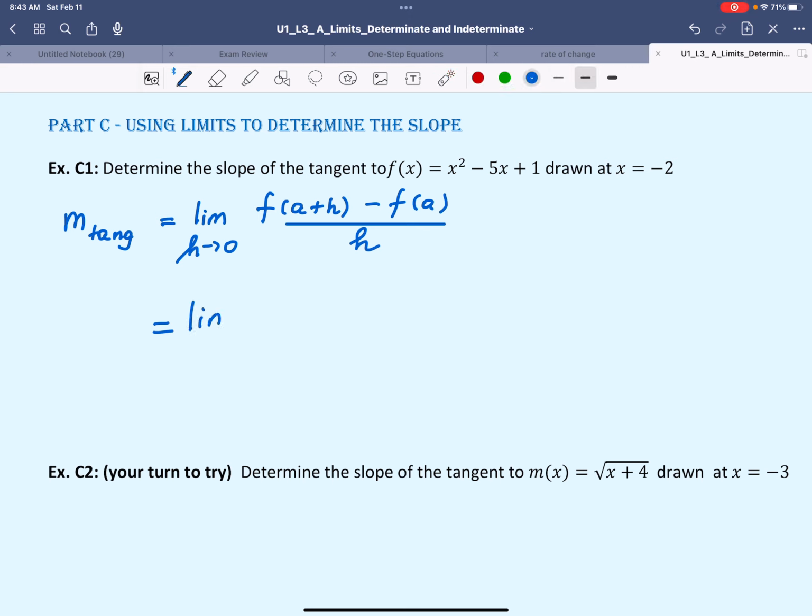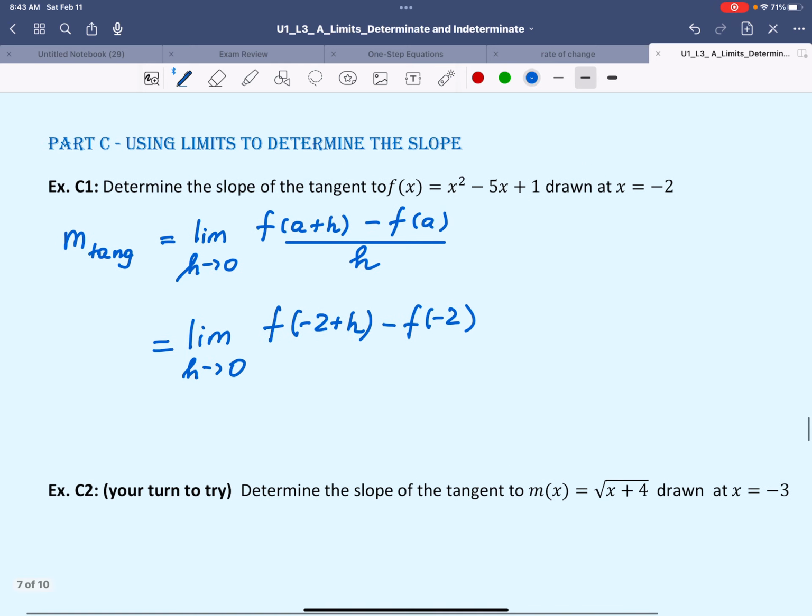So I will rewrite this formula once more, and I will substitute a by negative 2. And obviously the first step can be ignored. So when finding the slope using limits, you can just throw negative 2 in the formula, right? And that would be over h.